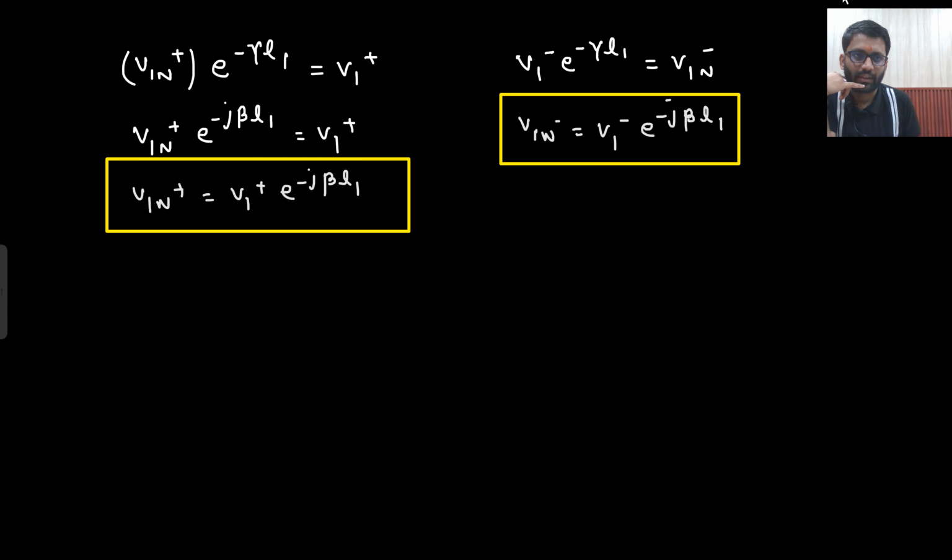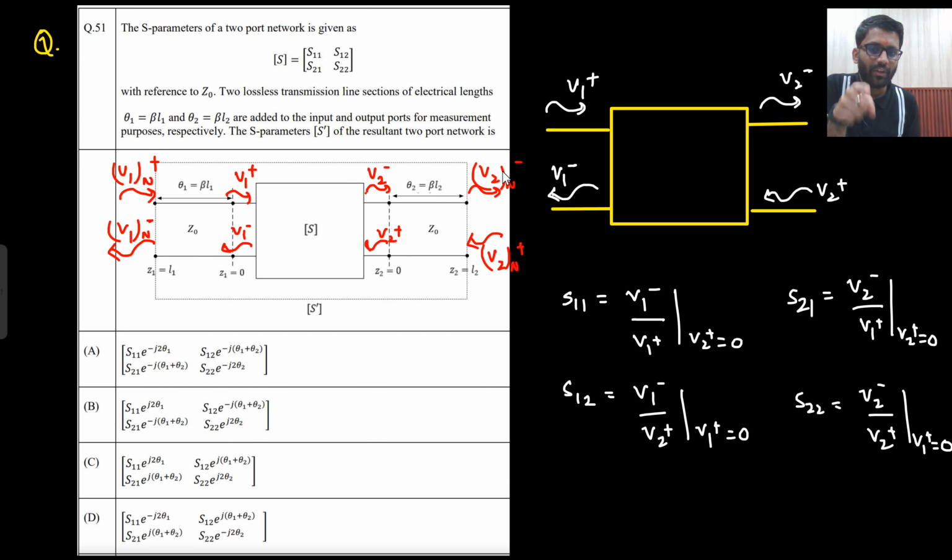Okay, just a second. Yeah, so I was thinking only, so this error I was doing, no? So it would be plus e to the power minus j beta L, so it will be plus j beta L, no? This is going here. So it would be V1 plus e to the power plus j beta L. Now same thing you need to do with V2 minus and V2 n minus as well.